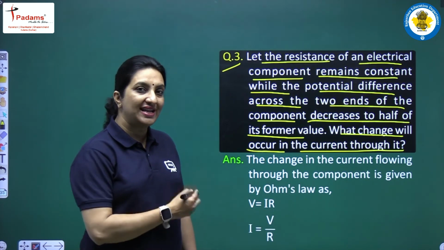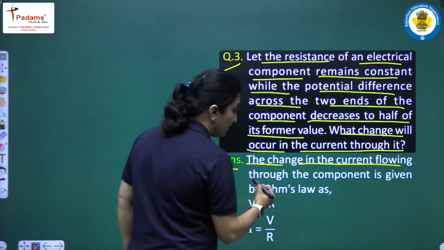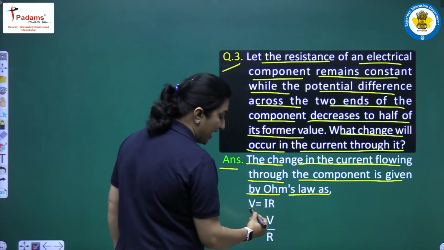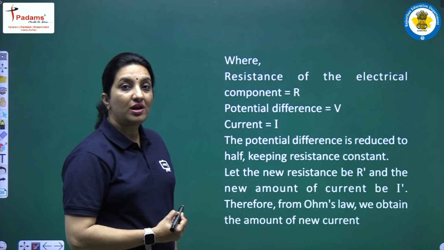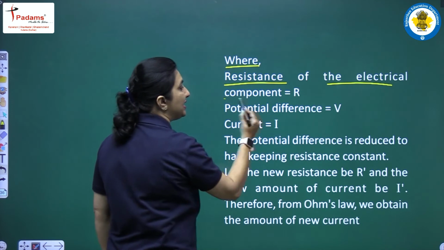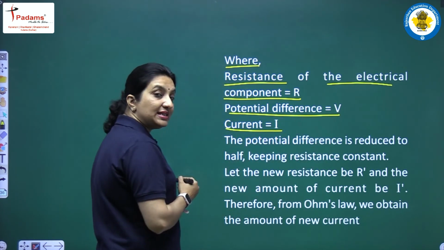So students, we will write the answer like this. The change in the current flowing through the component is given by Ohm's law. As V is equal to IR, so I will be equal to V upon R, where resistance of the electrical component is R, potential difference is V, and current is I.